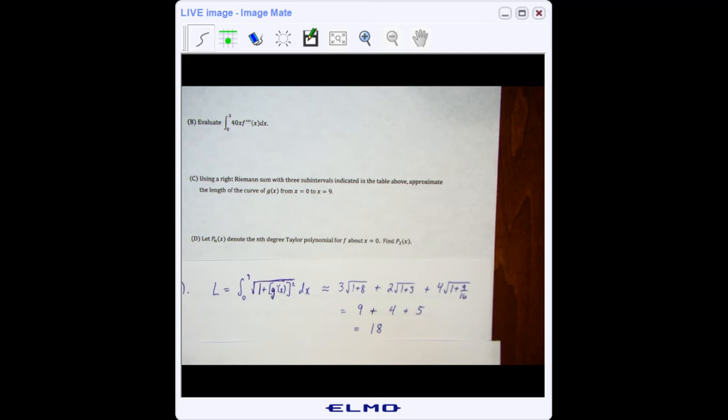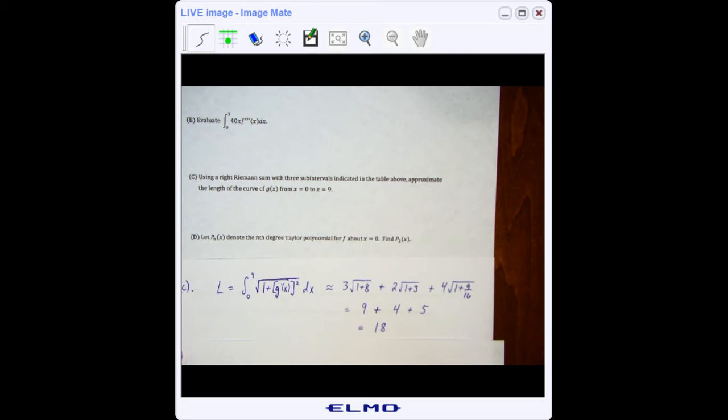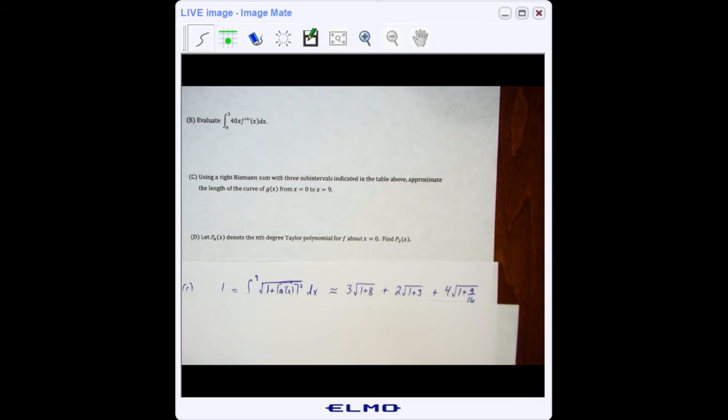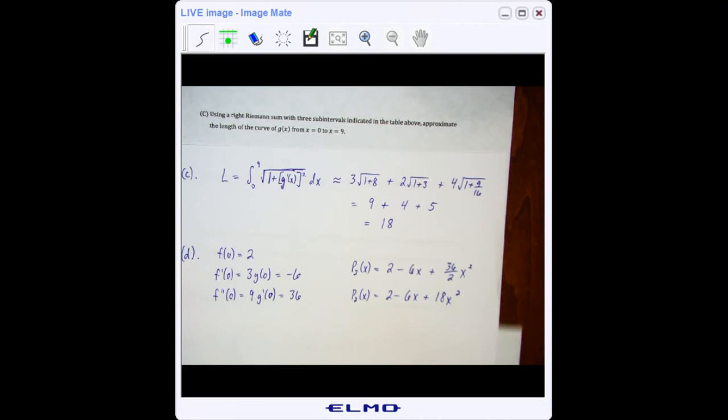Okay. D, your Taylor polynomial. Let P sub n denote the nth Taylor polynomial for f about 0. Find P sub 2. So find the second degree Taylor polynomial. So we need it at 0.